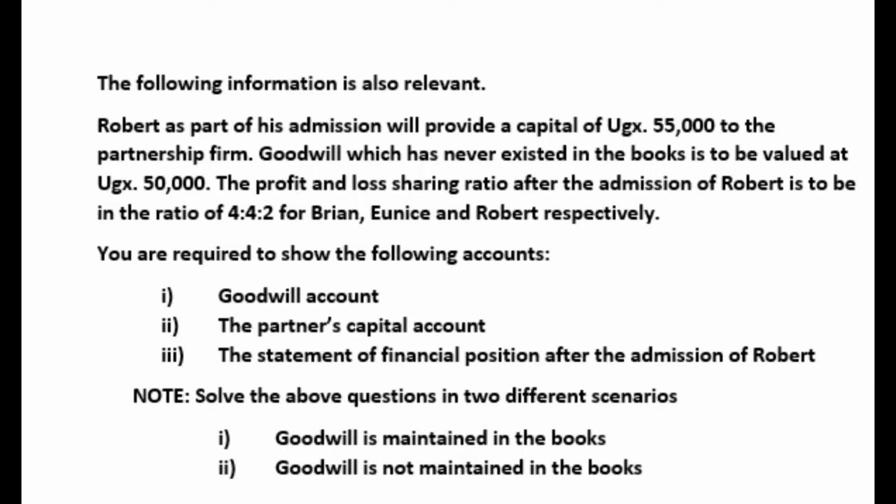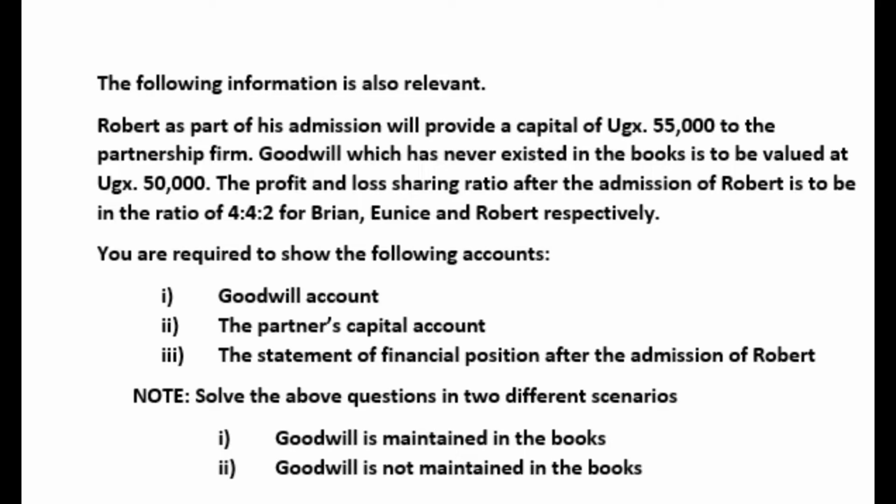Then the following information is also relevant. Robert, as part of his admission, will provide a capital of 55,000 to the partnership. Then, goodwill, which has never existed in the books, is to be valued at Uganda shillings 50,000. The profit sharing ratio after the admission of Robert is to be in the ratio of 4:2:2 for Brian, Eunice, and Robert respectively.